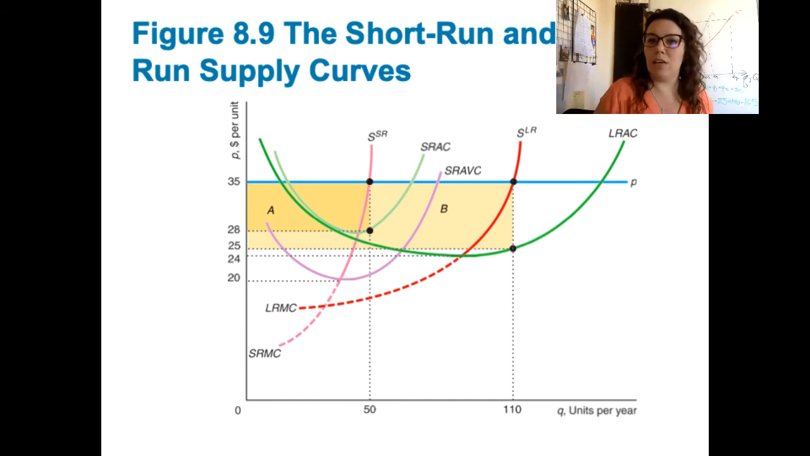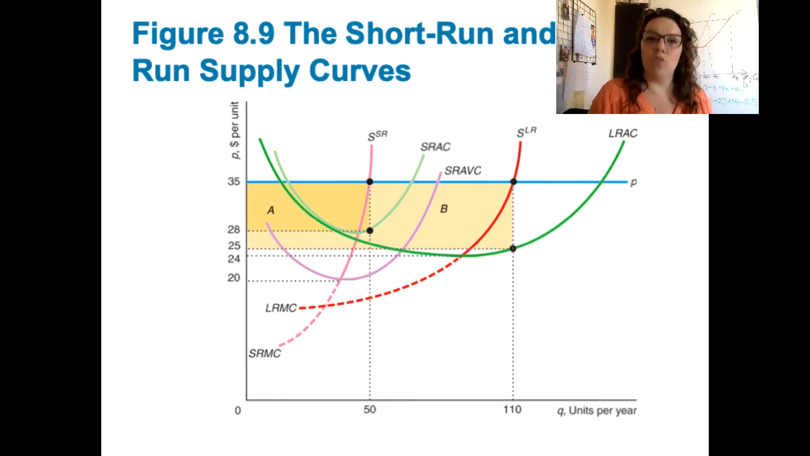This is all the stuff we already talked about, right? If the firm produces at marginal revenue equal to marginal cost, that's going to be this quantity of 50. They're going to make profits this size of this rectangle A, which is going to be 35 minus 28. So that's $5, $6, $7 times 50 units.